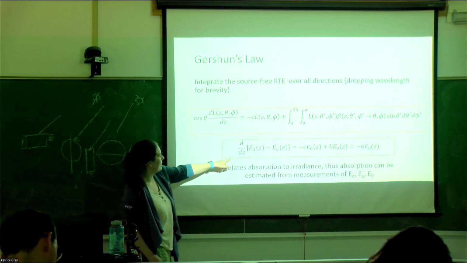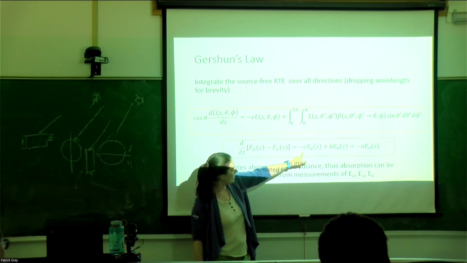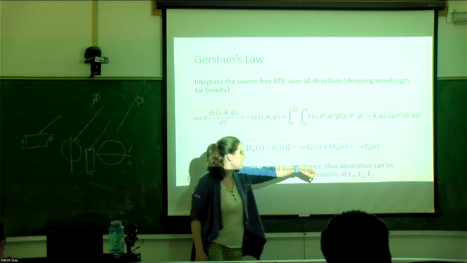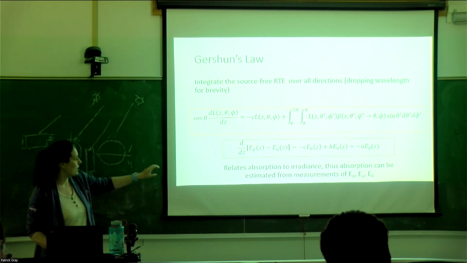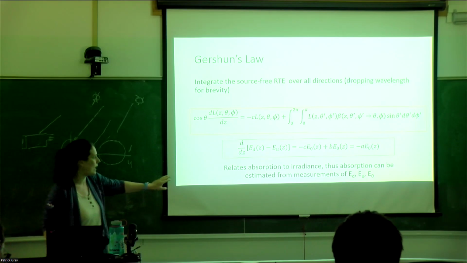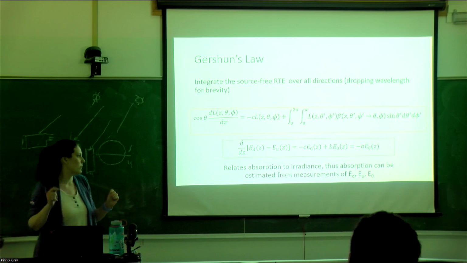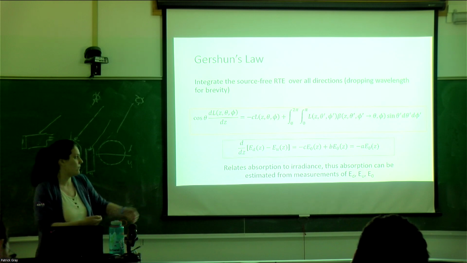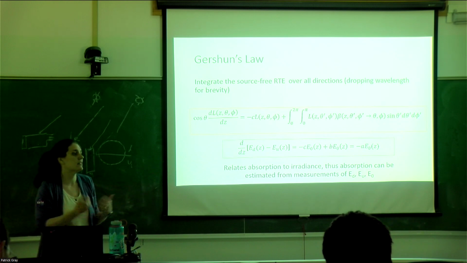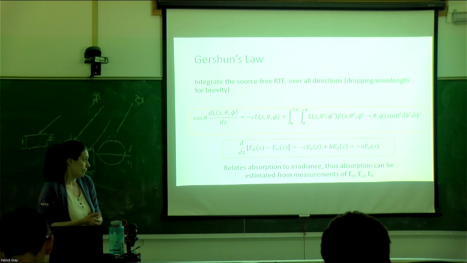So what we have is our derivative of the difference between ED and EU is our minus c plus b, both times the scalar irradiance, which is minus a. And so this, as Andrew talked about quite a bit, is relating our absorption to the irradiance and these three different measurements of the irradiance. And so this can be a really useful property like we talked about. If you're measuring irradiance at these three different irradiances, you can actually get an estimate of absorption. Okay, great.